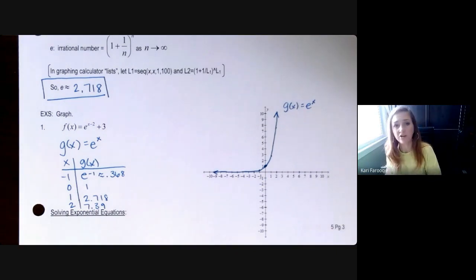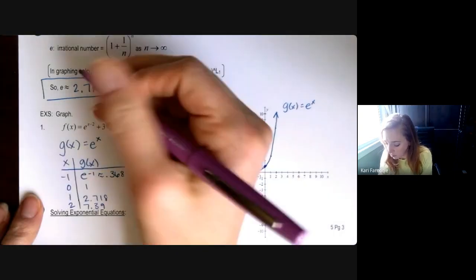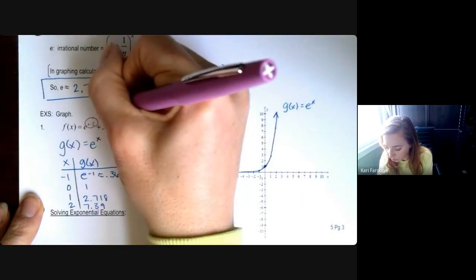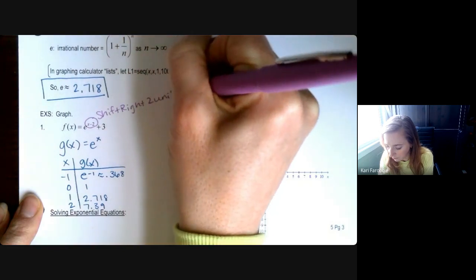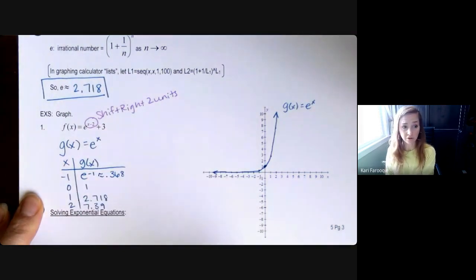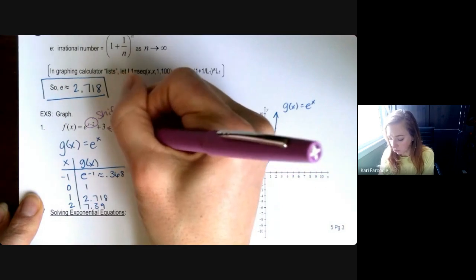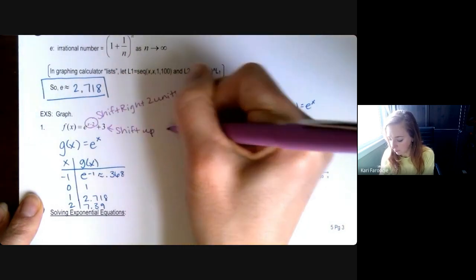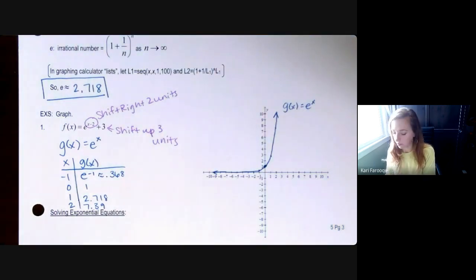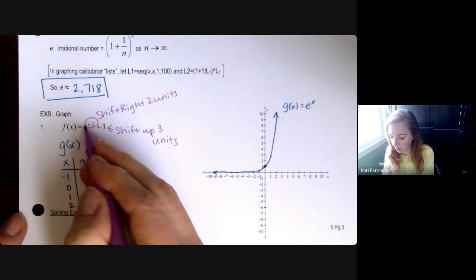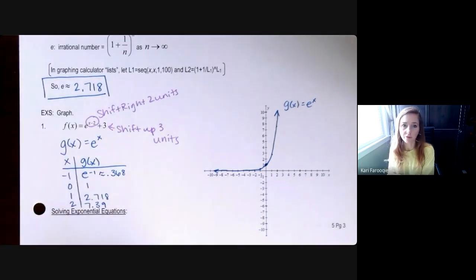Now we can use transformations to graph f. So what the transformations are doing here is you're going to shift right 2 units because we're subtracting inside the function. And then we're going to shift up 3 units because we're adding outside of the function. So inside the function would be inside your x expression. Outside the function is just something that's happening outside of your variable expression.